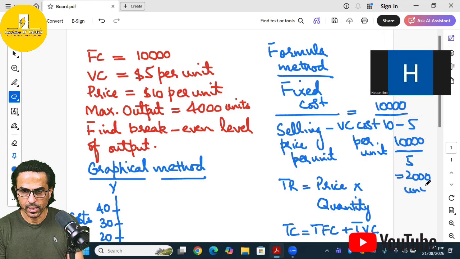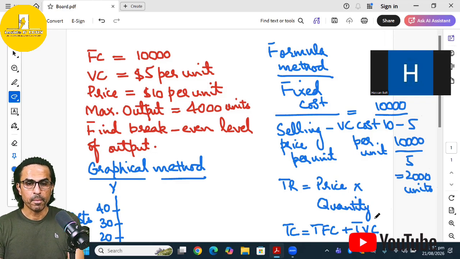Now, using this data, we learned that if the business produces and sells 2,000 units, business will be able to achieve break-even. That means no profit, no loss. Business will be able to cover all the cost with the amount of revenue business would get.